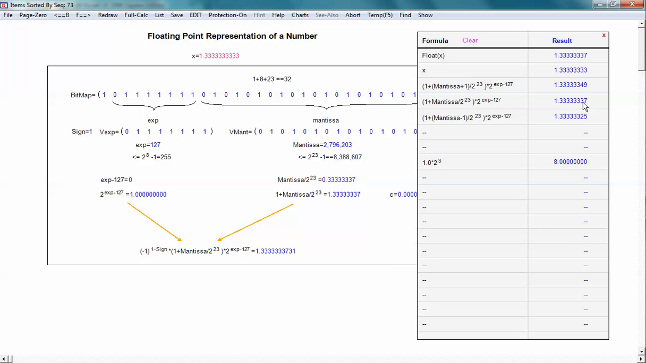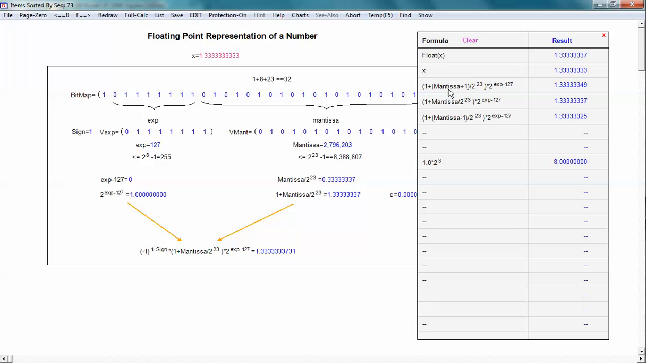It's off by 4. If we just look at the last 2 digits here, we're at 37. We should be at 33. That would be a better approximation of x. So we're off a little bit. But that's really the best we can do.